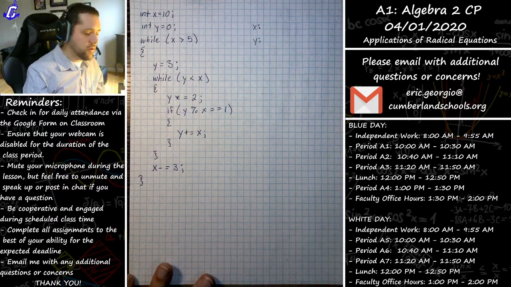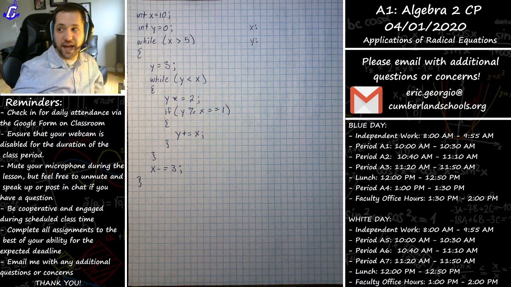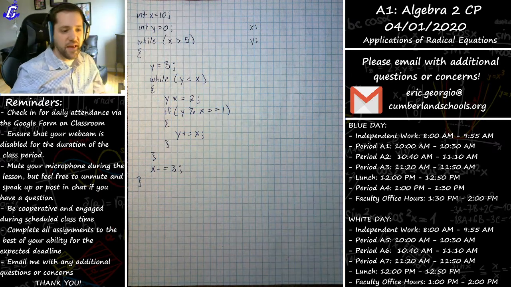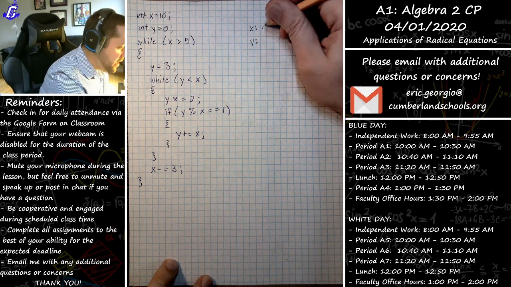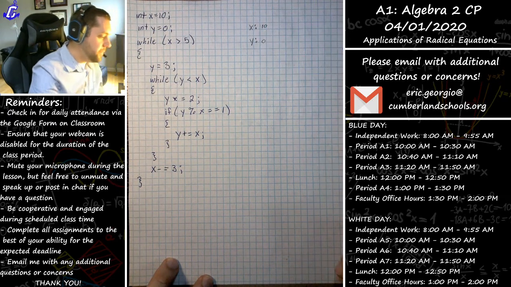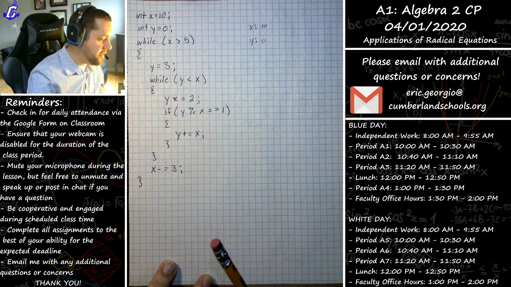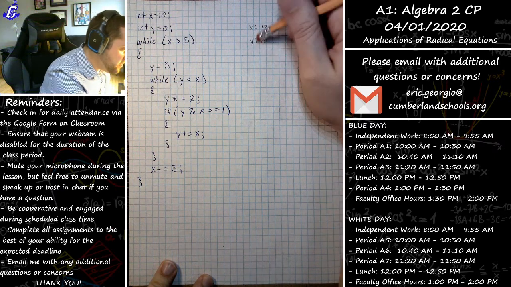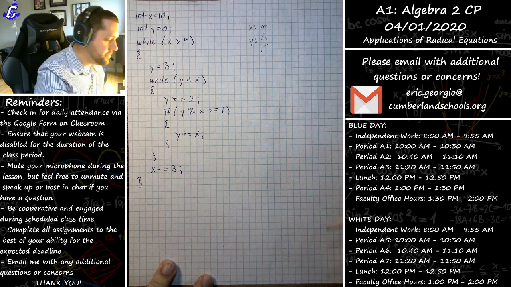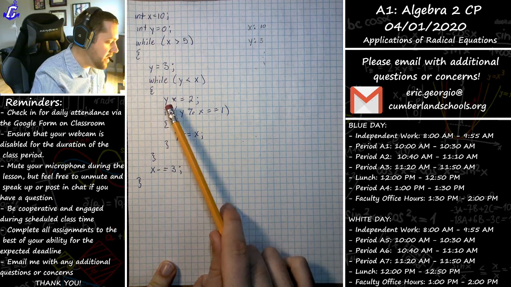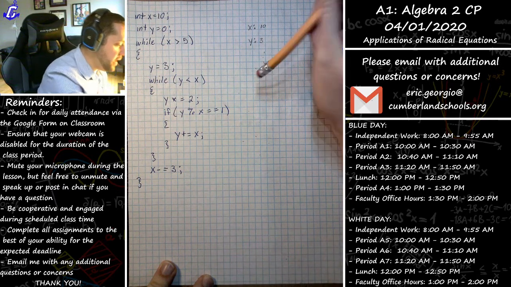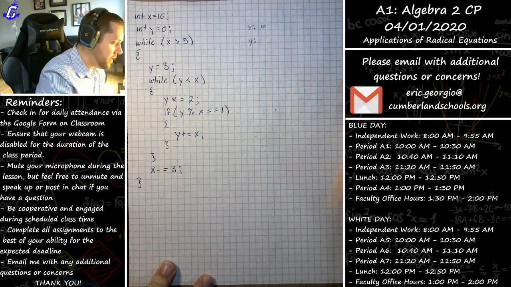All right, so you start out by saying, I know we're not Algebra 2 CP, this is not radical equations, but you start out by saying X is equal to 10. So let's start with that value of 10. Y is equal to 0. It then says while X is greater than 5, it certainly is, so we're going to go inside. Let's change Y to now be 3. It then says Y is equal to itself multiplied by 2, so now Y is 6.